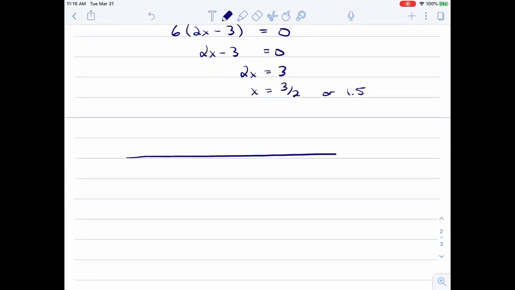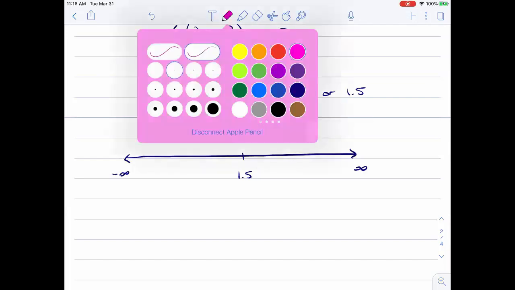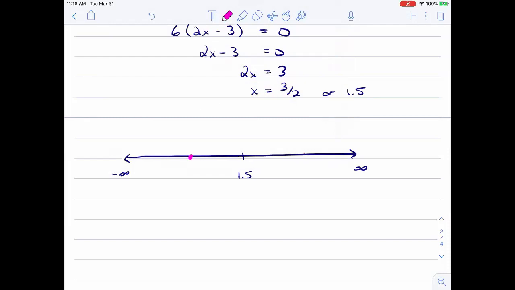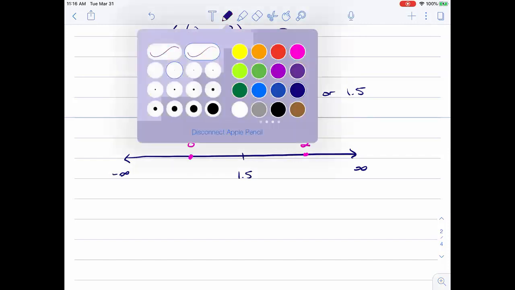So we can break up our number line again. Now we've only got this 1.5, and negative infinity to positive infinity. And I'm just going to pick 2 points on here. 0 and 2 sound good. Just something easy to deal with.